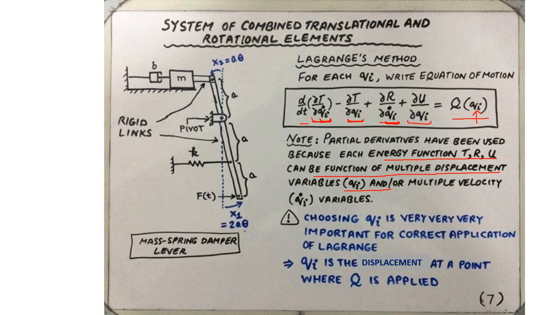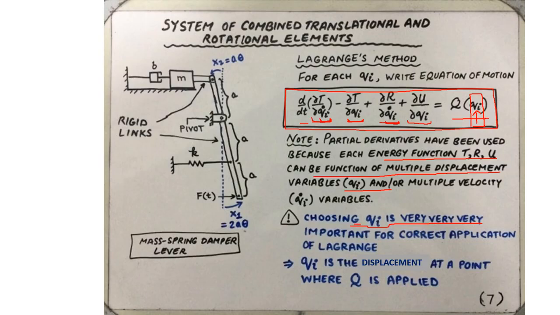Now this is one Lagrange equation for qi, small qi. That is, we have written a Lagrange equation for one displacement variable qi. If you have multiple displacement variables, then there are going to be corresponding multiple Lagrange equations, and we shall see that with the help of examples as well. But note that the choice of qi, that is the displacement variable, is very, very important for the correct application of Lagrange method.